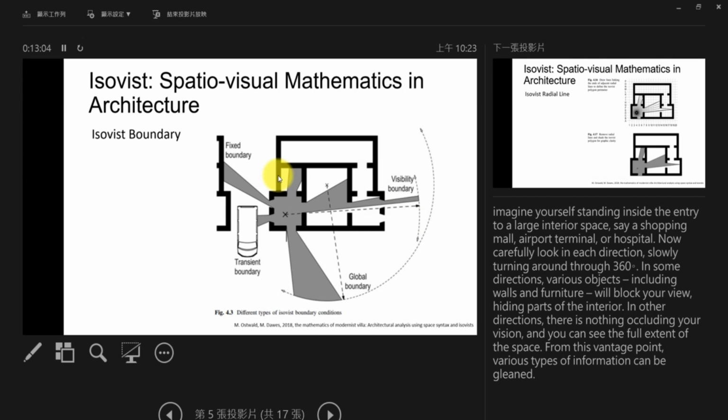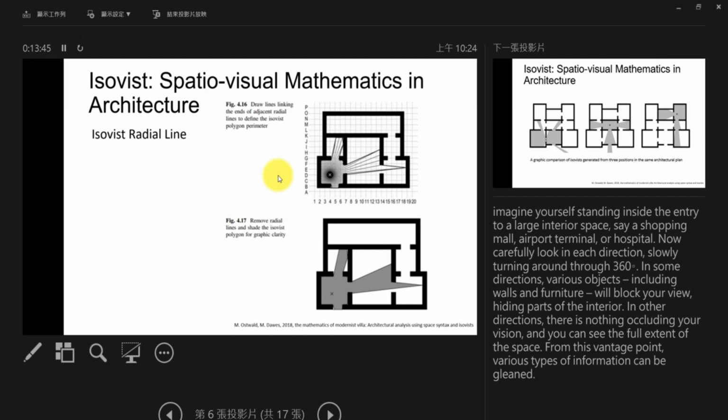This is the isovist boundary. You can imagine that there is a global boundary, which is called your research site, and then a visual boundary, which means that you can identify how many distances you want to analyze this on. The distance also depends on your eyes, and it can also be interpreted as your research distance.